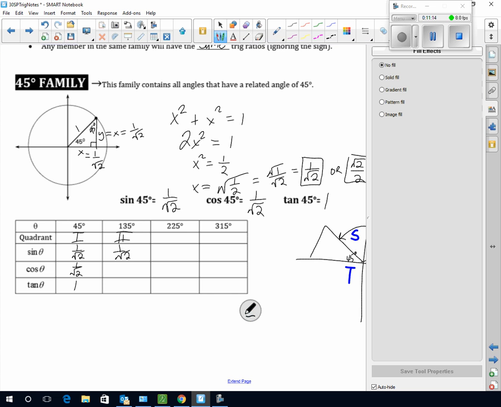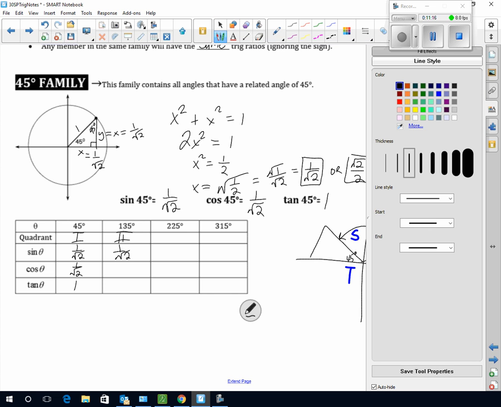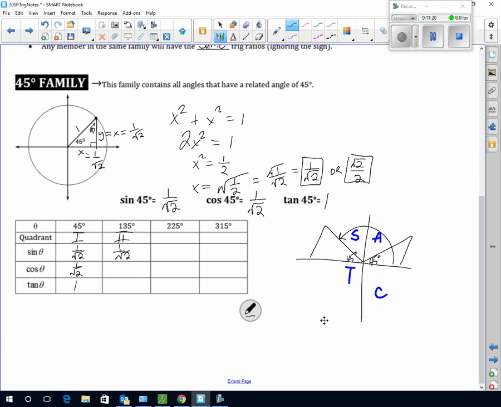Okay, what's cosine of 135 degrees? Negative 1 over root 2. Very good. And what is tan of 135 degrees? Negative 1. Hey, you're catching on.